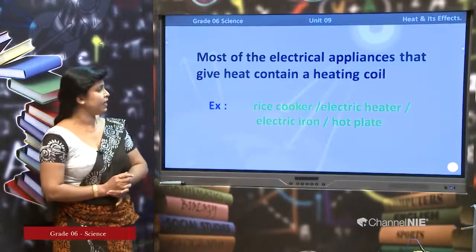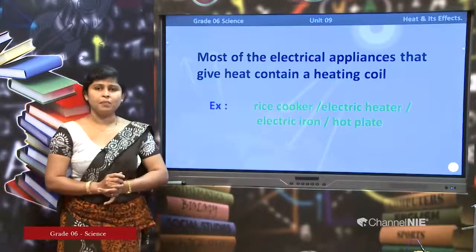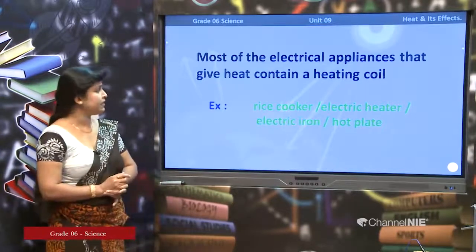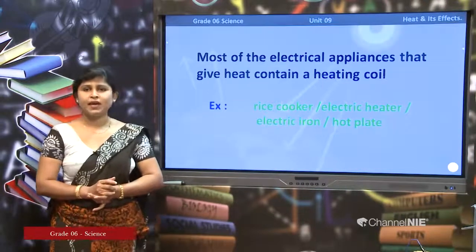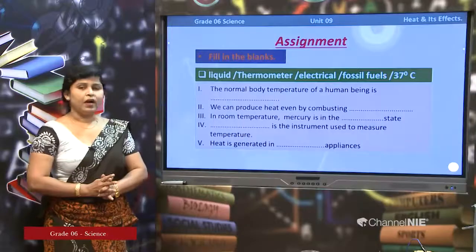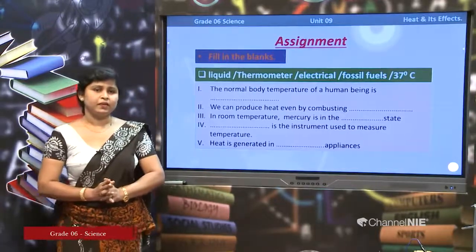Rice cookers, electric heaters, electric iron, hot plate, all these appliances contain a heating coil. When the heating coil is supplied with electricity, the coil is heated up and then we can get the heat from the appliance. I think you can understand it now. Now, I want to check whether you learned what I taught you, right.